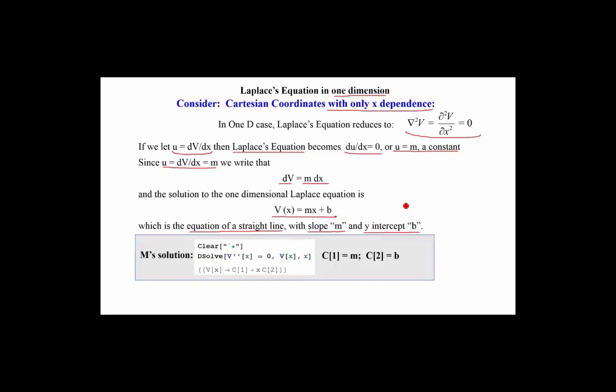If you just wanted to put that into Mathematica, you use DSolve, which solves differential equations. Here's Laplace's equation, and you're asking it to solve for the function v of x, where the variable is x. Here's the answer: V of x is equal to a constant plus x times another constant. So this would be m, and this would be b. At this point we don't know the two constants, so we have to use the boundary conditions to find them.